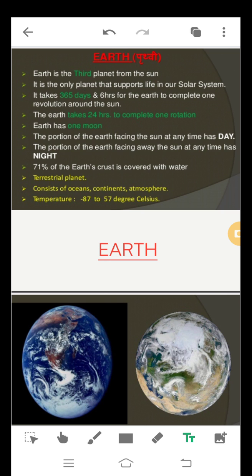It takes 365 days and 6 hours for the Earth to complete one revolution around the Sun, and Earth takes 24 hours to complete one rotation. And we all know Earth has one moon, and the portion of the Earth facing the Sun at any time has day, and the portion of the Earth facing away from the Sun at any time has night. 71% of Earth's crust is covered with water. It consists of oceans, continents, atmosphere, and all.